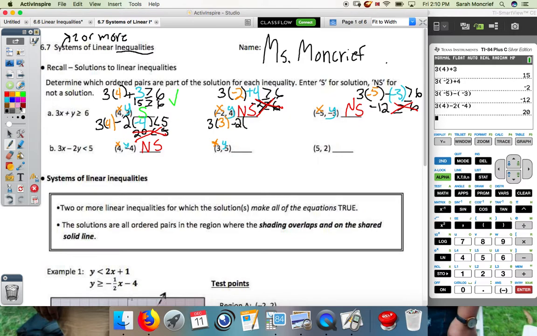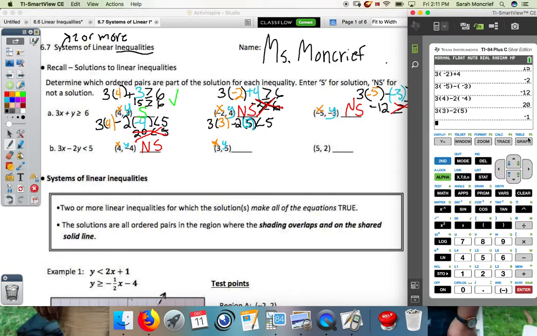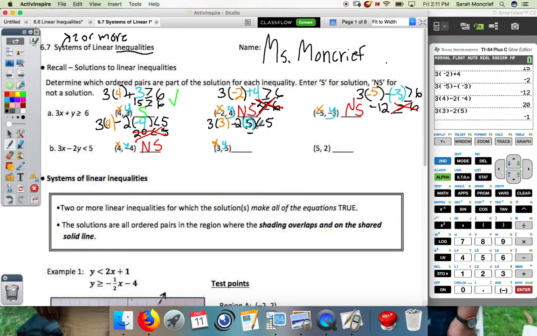Minus 2 times 5. And we want to know, is that less than 5? So we have 3 parentheses 3 minus 2 parentheses 5. And what do we get? Negative 1. So is negative 1 less than 5? Well, actually, yeah, it is. Negative 1 is less than 5. So this is a solution.